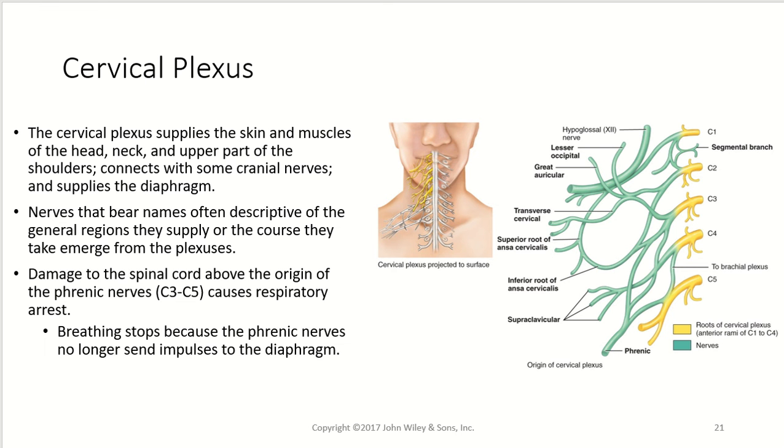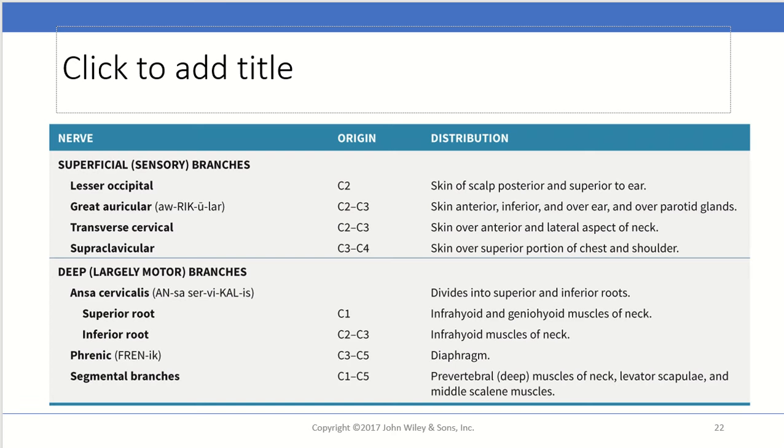Damage to the spinal cord above the origin of the phrenic nerve, which is between C3 and C5, is going to cause respiratory arrest. Breathing is going to stop because the phrenic nerve is no longer able to send impulses to the diaphragm. Here we have a table generally describing the parts of the nerves that are associated with the cervical plexus. You won't need to know these for the exam, but they are important for the lab exam.